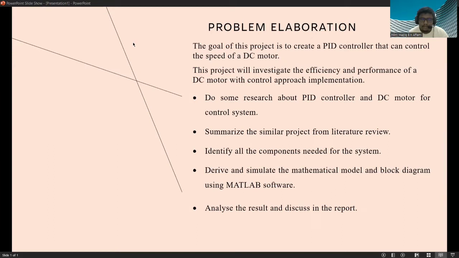The first one is to do some research about the PID controller and DC motor for control systems, and then we will summarize the single project from the literature review, and then identify all the components needed for the system. After we identify all the components, we will derive and simulate the mathematical model and block diagram by using MATLAB. And then we will analyze the result and discuss it in the report.